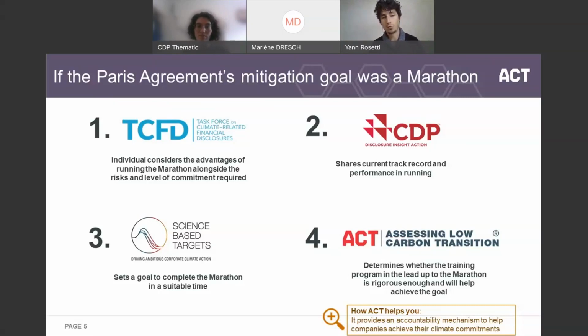And ACT would be the 4th step, the last one. It would be equivalent to determining whether the training program in the lead-up to the marathon is rigorous enough and will help achieve the goal. This is useful to locate the ACT initiative because we often have questions about how it is related, for instance, to the Science Based Targets initiative. So how can ACT help you? It provides companies an accountability mechanism to help them achieve their climate commitments.